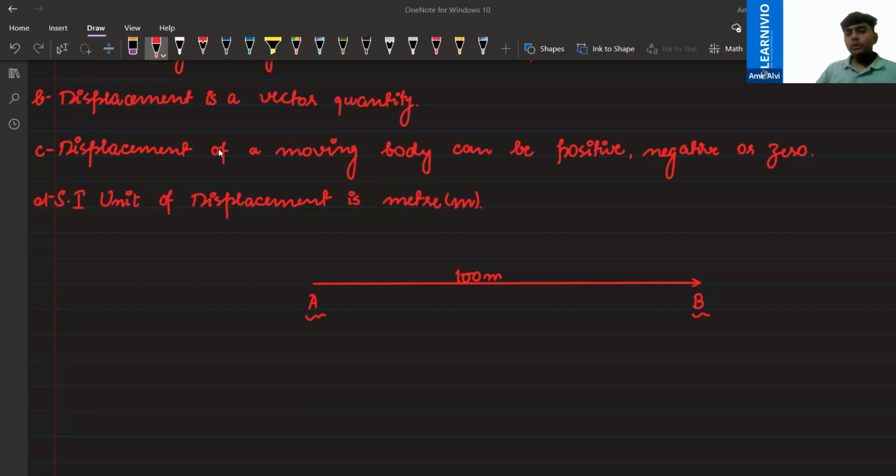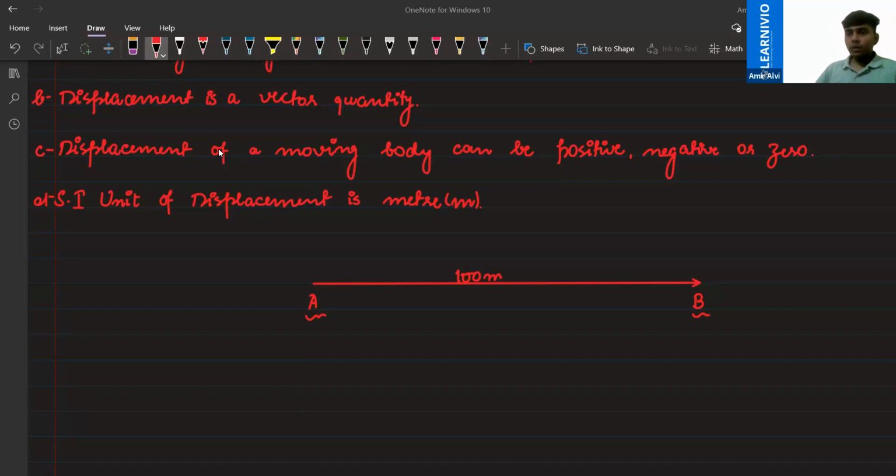What is the distance and displacement if the body has started from point A to point B? The displacement will be 100 meters. And what is distance? I think the distance will also be 100 meters. Yeah, so that's the case.